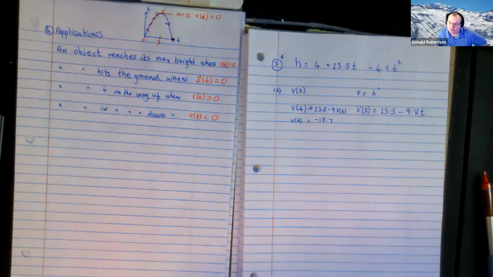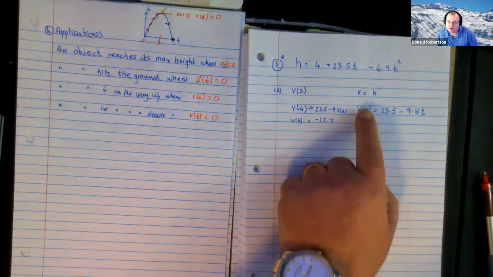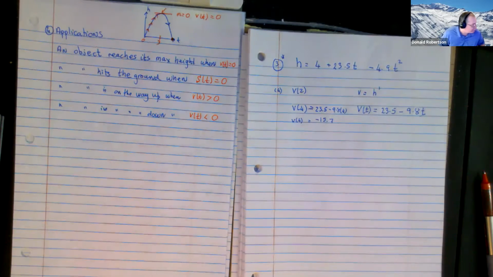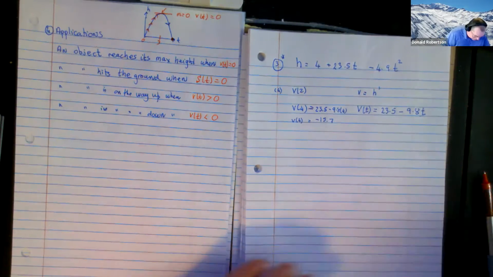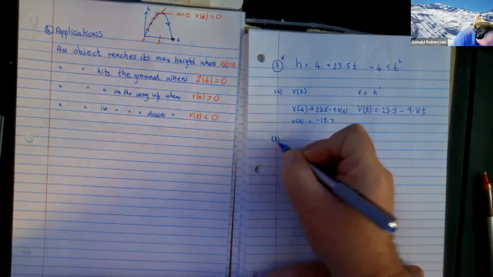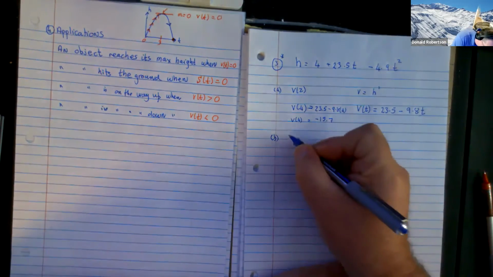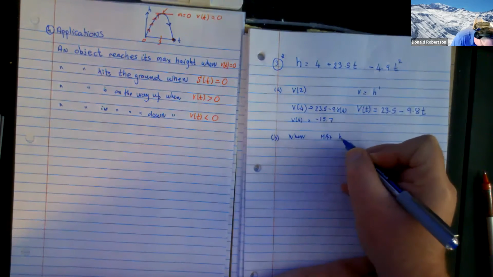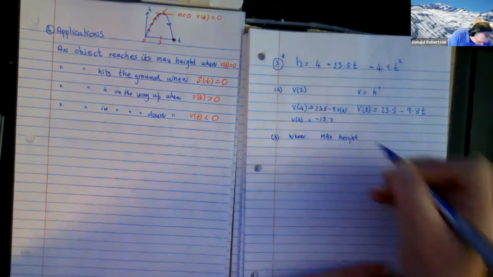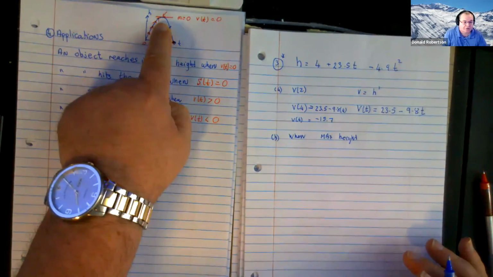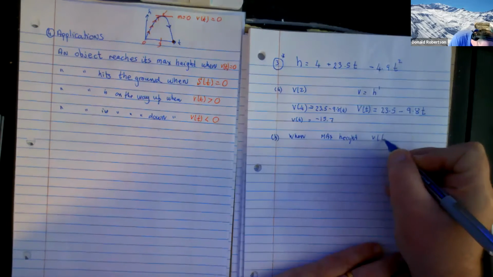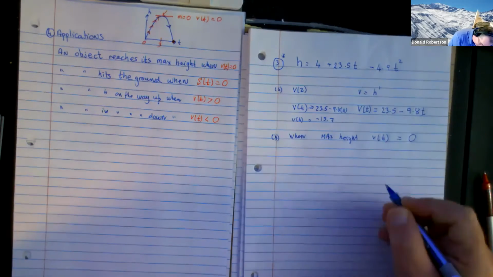So if you want to know the velocity of an object that's been thrown up in the air, you find the velocity, and then you evaluate that velocity at whatever number it's asking. So in question B, it's asked us when does it reach its maximum height? We know it reaches its maximum height when the velocity is 0. So we are going to solve that.